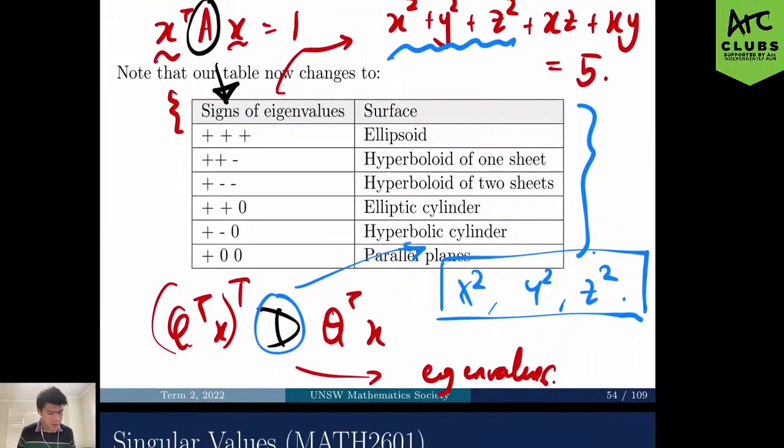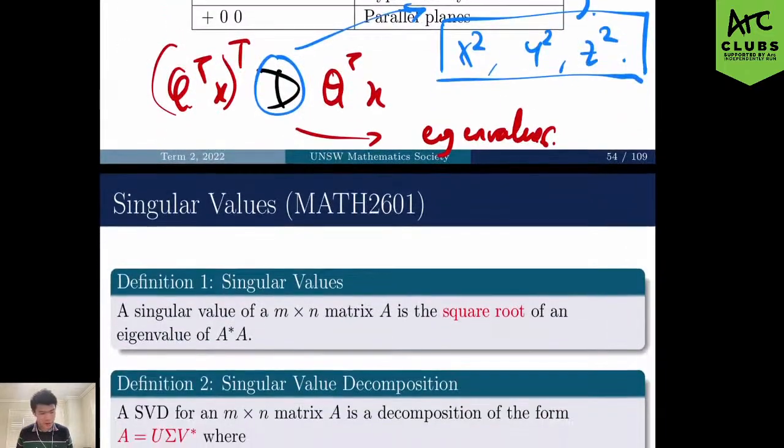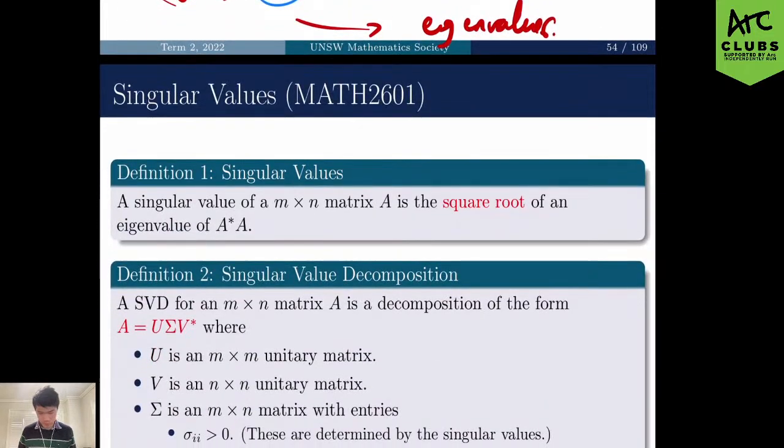So I'll see if we do actually have time to go through singular values. Give me just one moment. I'll see if we do have time to go through this as well. Okay, so we do have time. Just give me a few seconds to get something.